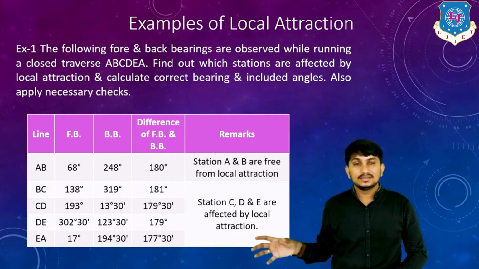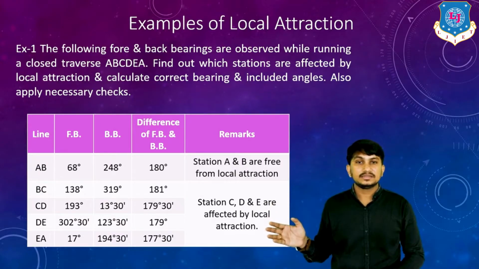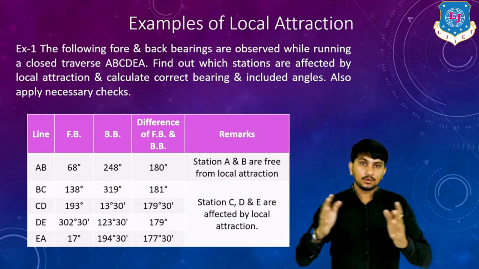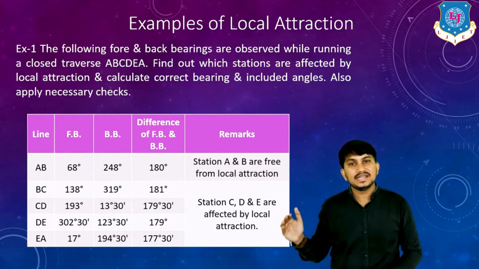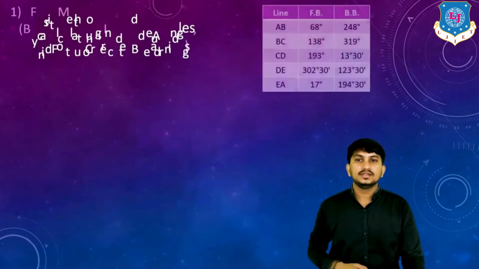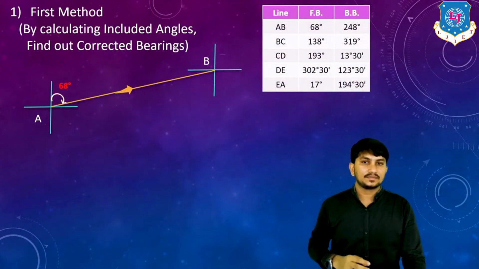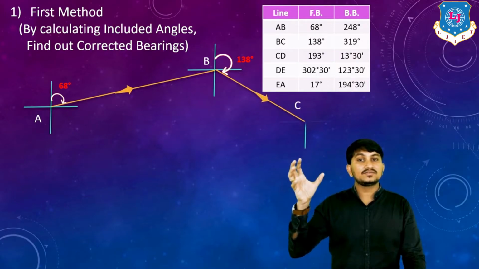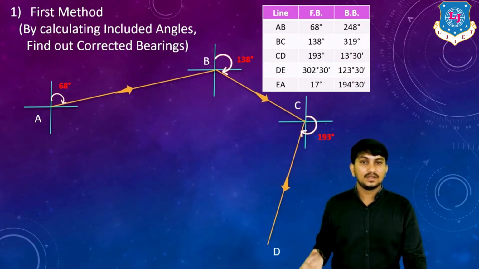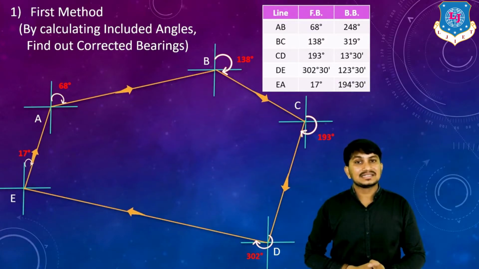Okay, so by these values of differences, we can remark that stations A and B are free from local attraction and stations C, D and E are affected by local attraction. Okay. First, we have used the first method, by calculating included angles. For calculating included angles, we have to first draw a traverse. How to draw a traverse? We discussed that in the last lecture.